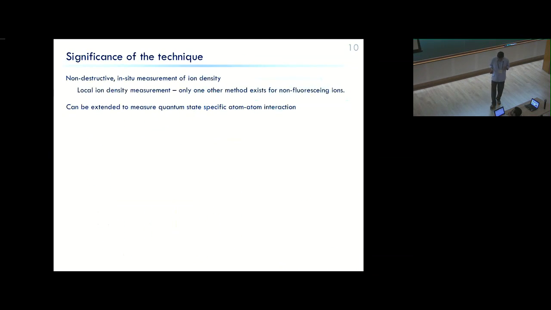This is interesting and very useful because this is a non-destructive detection of the ion density, which is very difficult to do for ions that do not interact with light. And not only that, this is quantum state specific for the atoms. It measures the collision rate, for example, only for atoms in the F equal to 2 state. This can be extended to other ions or even to measure the interaction between atoms and atoms.